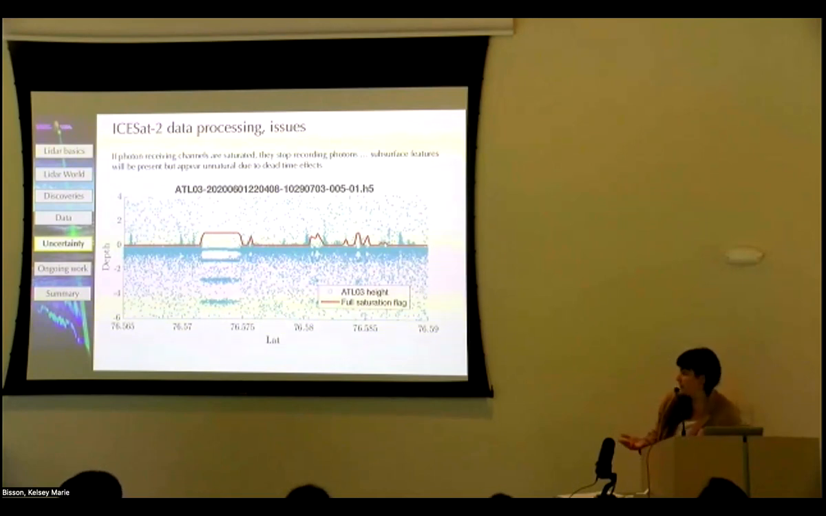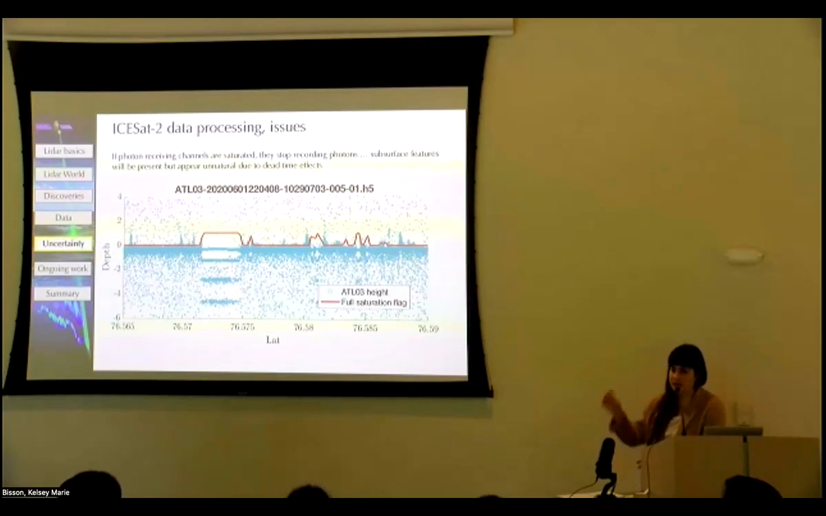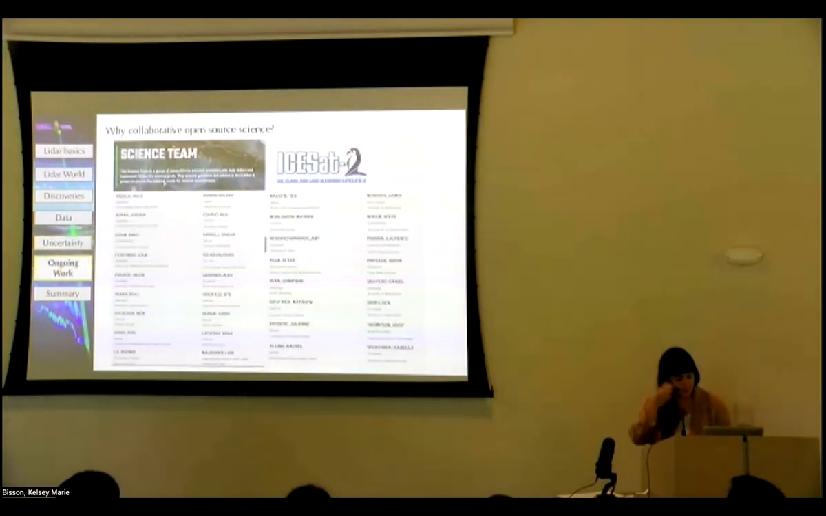What does happen, and is helpful, is there's a lot of processing variables you can use. And here, this is a really beautiful case of showing what happens. There's a full saturation happening at around 76.57 north. And when that happens, you have these dead time signals. It's similar to the after pulses, where the sensor gets so saturated and it takes time to recover, and then it's able to receive more. So these data are not usable, but I wanted to show it and talk about how important understanding these issues are in the context of open source science.